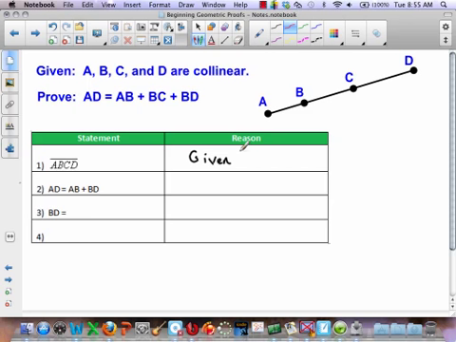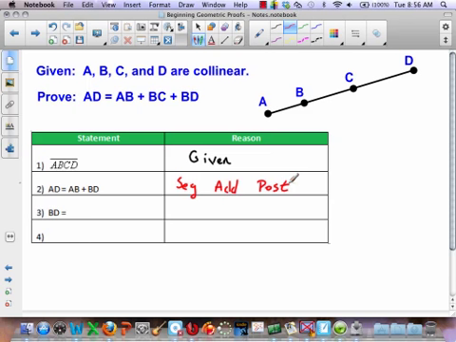Alright, so AD is equal to AB plus BD. Sam? Segment addition? Yeah, segment addition postulate. I'm taking my parts, adding them up to get the whole. That's segment addition postulate. Alright, so what is BD?